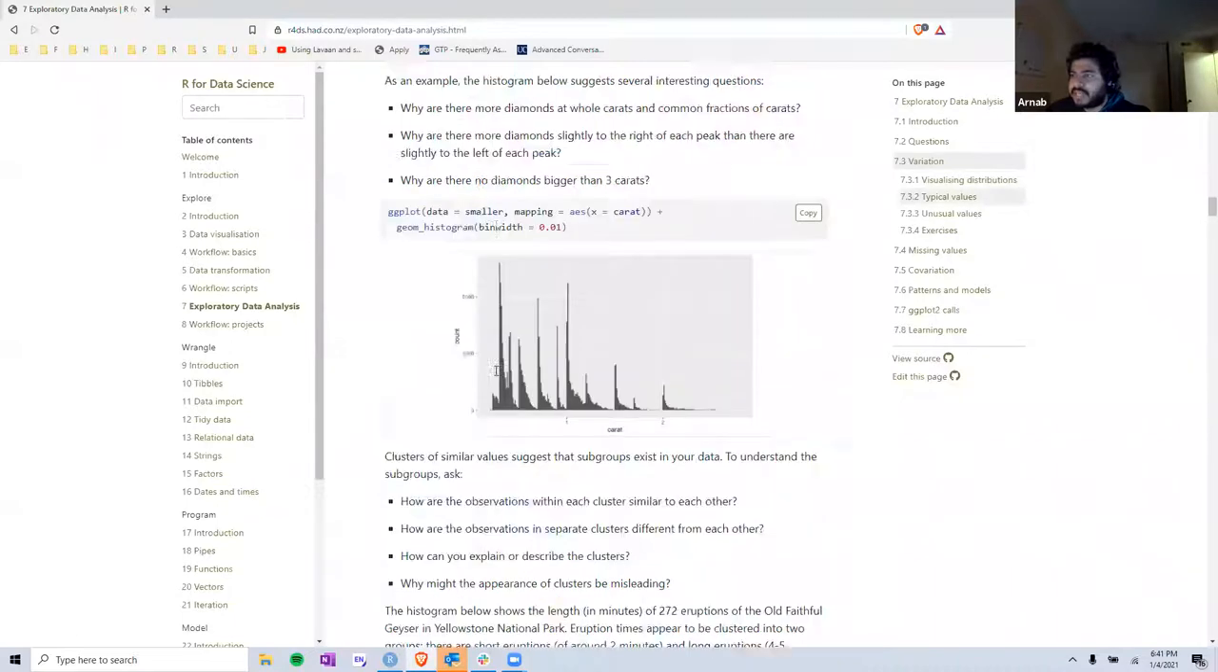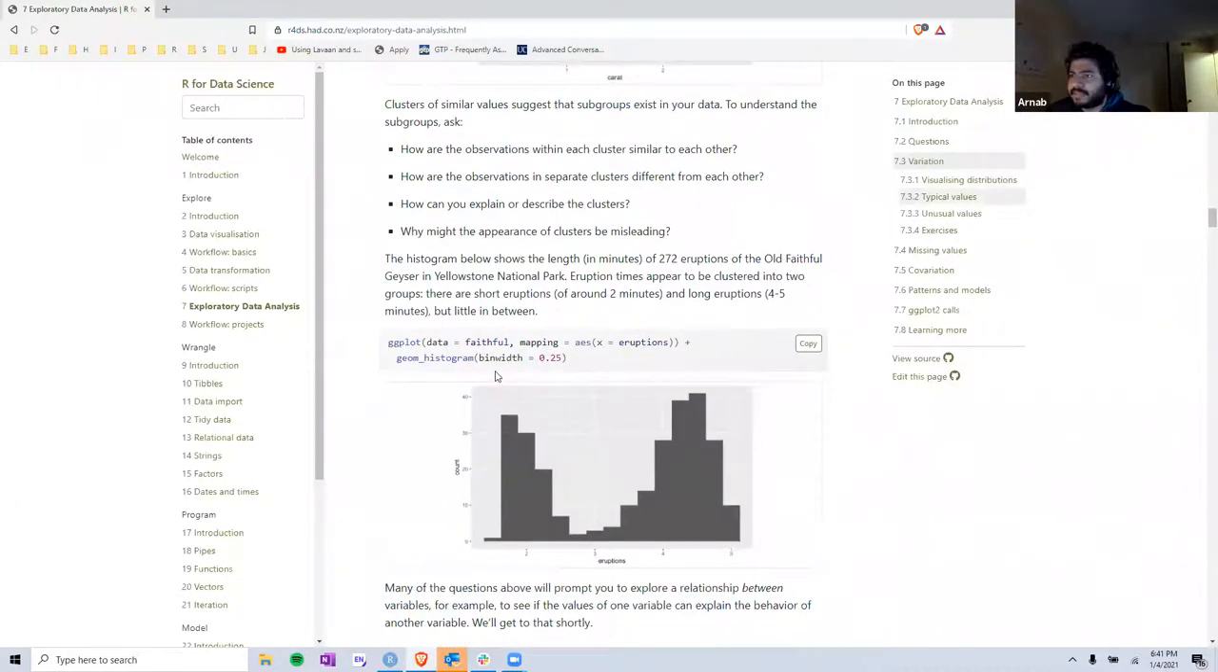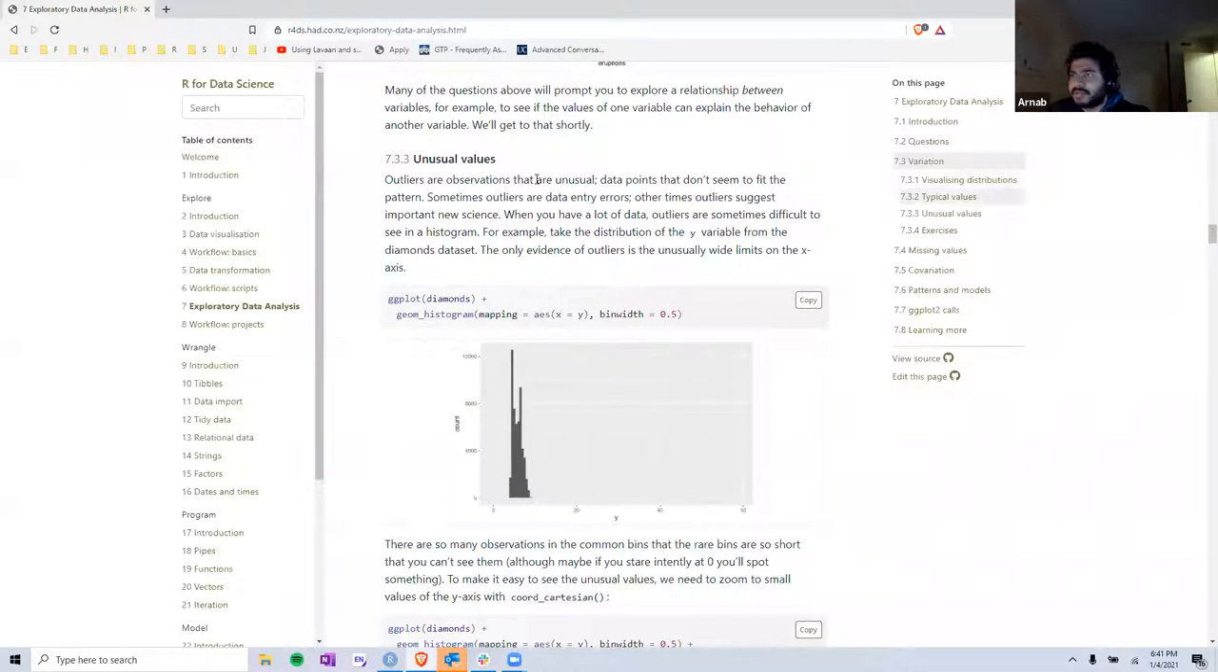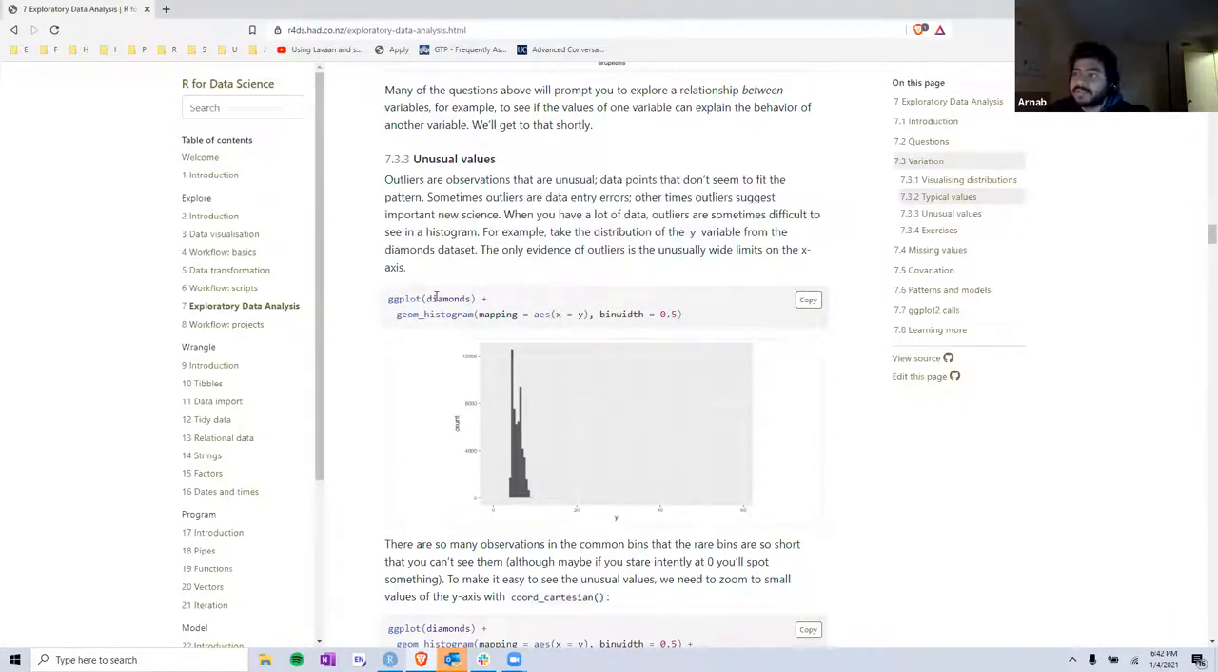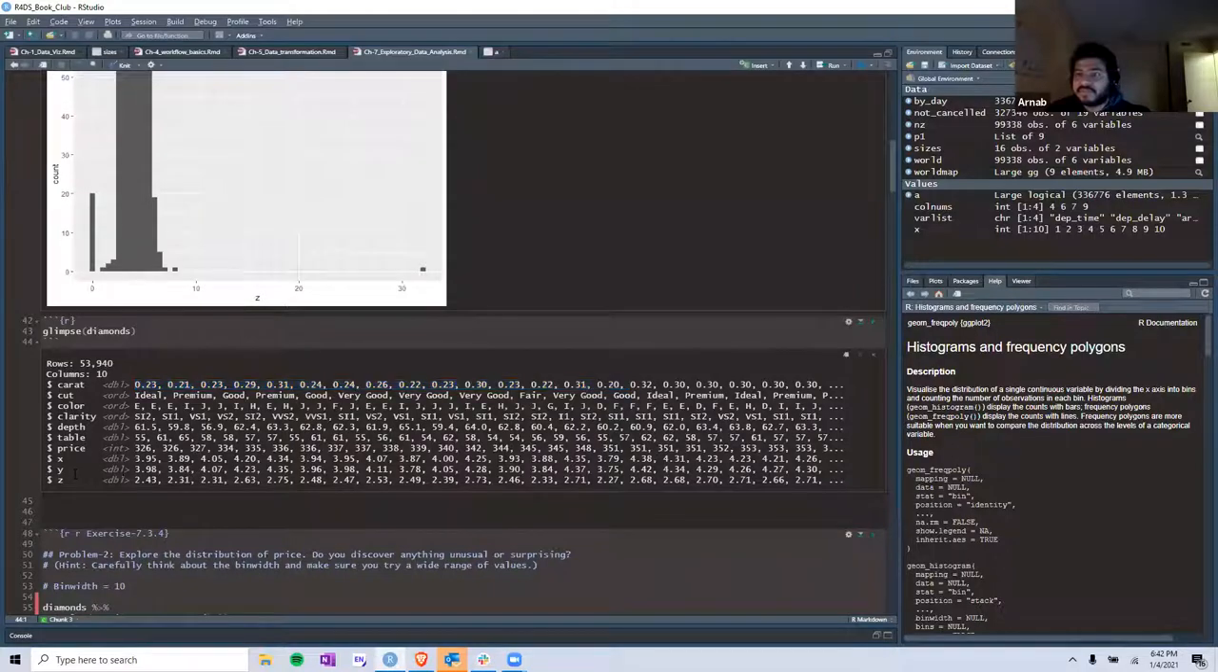Apart from that, the chapter talks a little bit about detecting unusual values or outliers, and provides a couple of tips on how to identify outliers. For example, here the authors again use the diamonds dataset, and there's a variable called y in the dataset, which is a continuous variable, I believe. Yeah, it's a continuous variable called y.